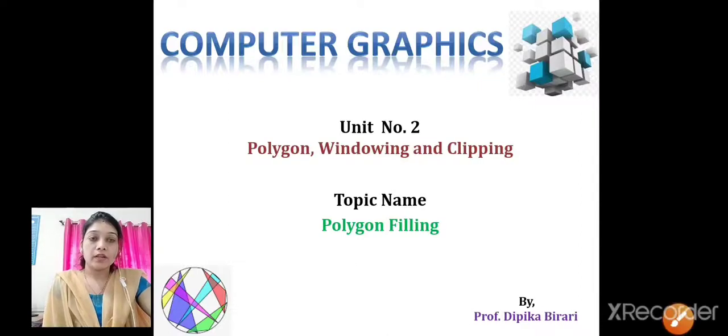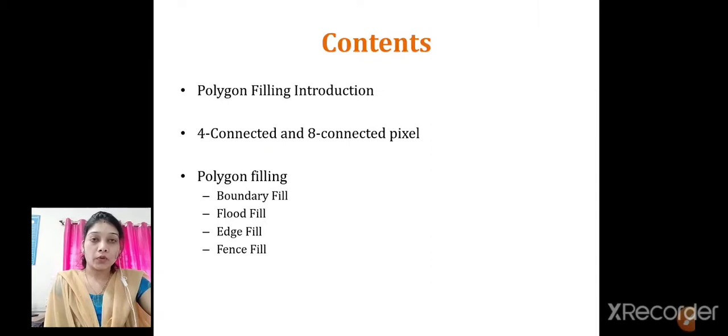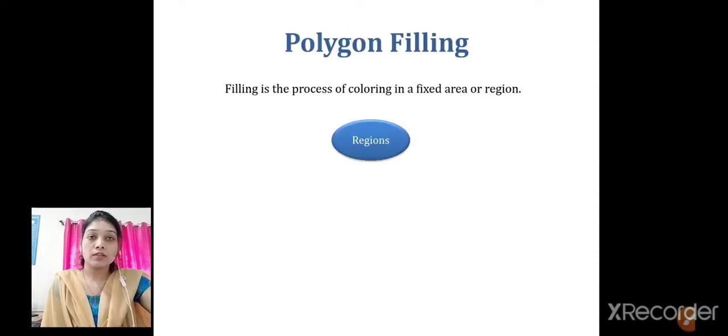Hello everyone. Today we'll start with our next topic from unit number 2, that is polygon filling. The contents we are going to cover today are: polygon filling introduction, then the connectivity of the pixel, that is 4 connected and 8 connected pixels, and then the two algorithms of polygon filling, that is boundary fill and flood fill. So let's start with the session.